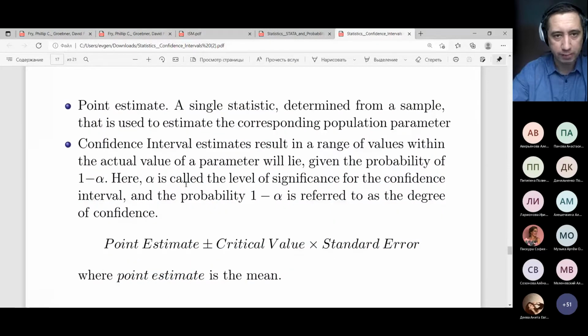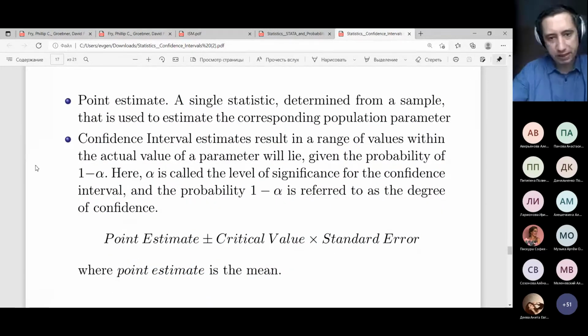Well, how can we find these two numbers? Now let me share my screen to explain how to find them. Well, with a point estimate, everything is simple. You can just calculate the average or median. That's a pretty simple exercise, and everyone can do it. With an interval estimate, the situation is a little bit more complicated.